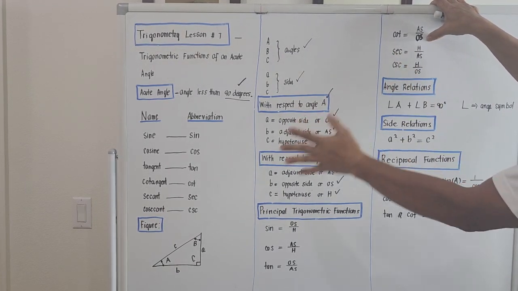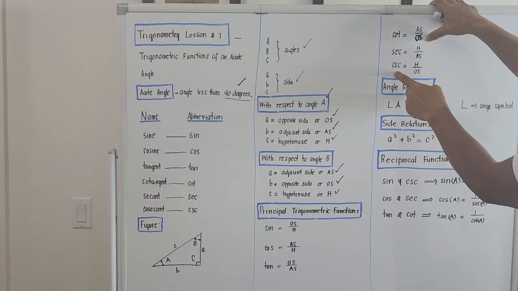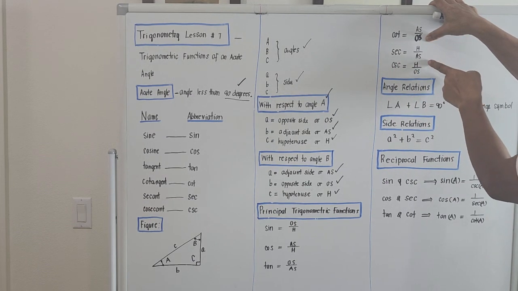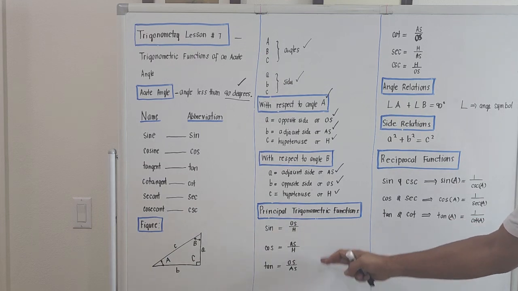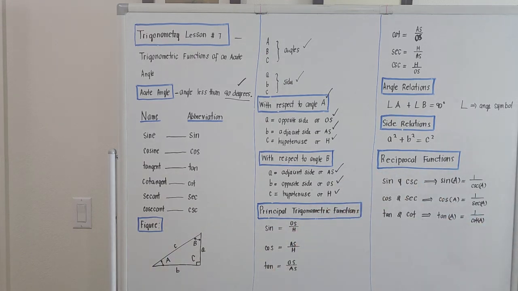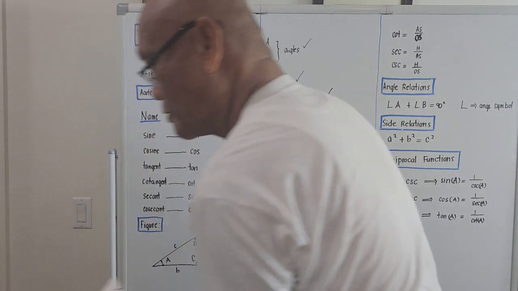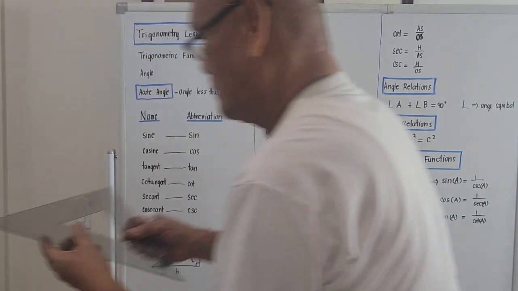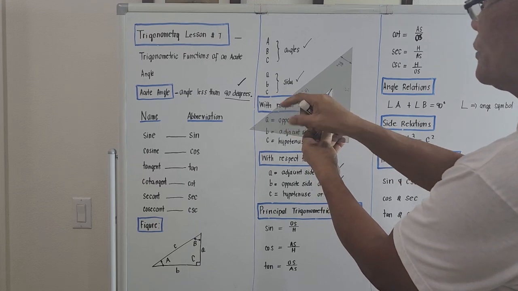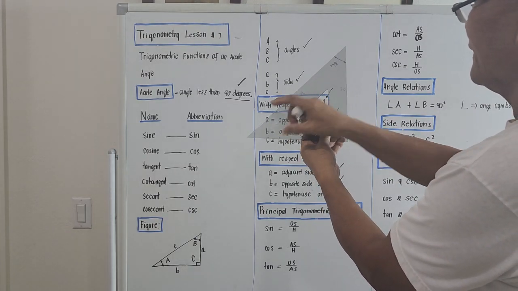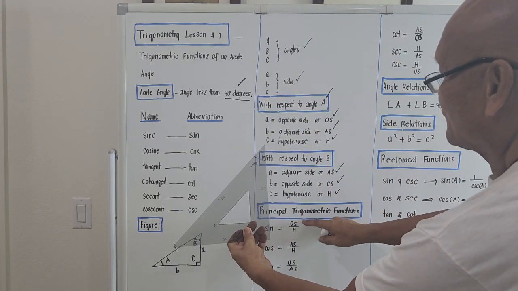And secant will be the reverse of cosine. It will be hypotenuse over adjacent side. And for cosecant, it will be hypotenuse over opposite side. These are the basic definitions, and this will not change. As long as you know the definition of sine, cosine, and tangent, you will not get lost. It's like this. Considering this angle, if we try to take the sine of this, it will be opposite over hypotenuse. Opposite.